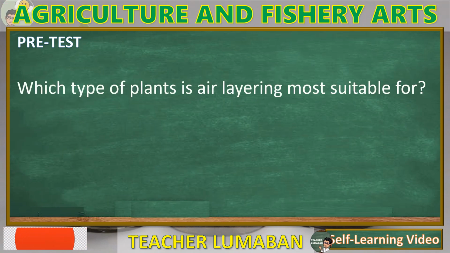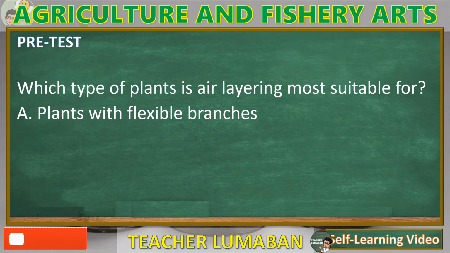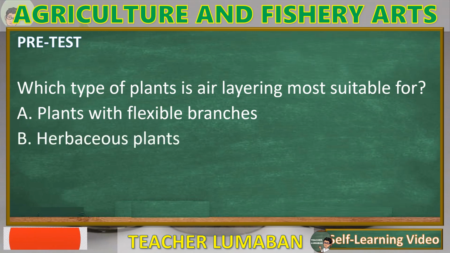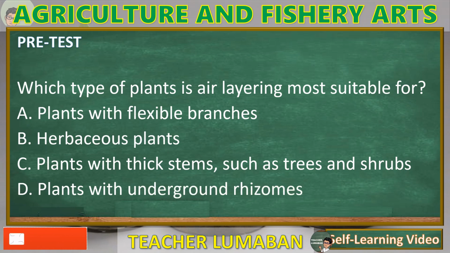Which type of plants is air layering most suitable for? A. Plants with flexible branches. B. Herbaceous plants. C. Plants with thick stems, such as trees and shrubs. D. Plants with underground rhizomes.